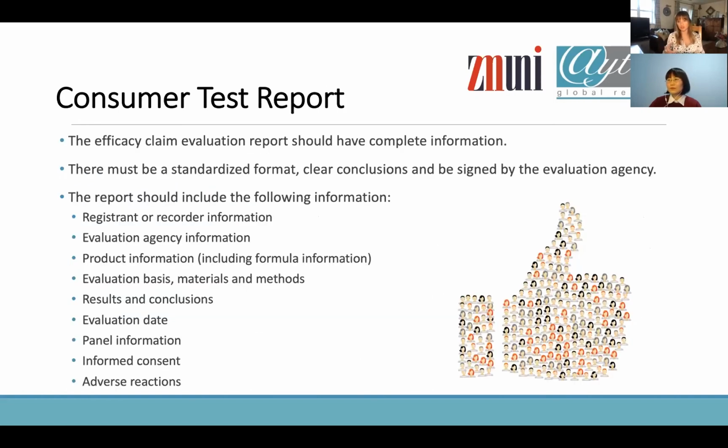What do we need on the test report? This is the report that you would get at the end of the study. It needs to have all of the complete information in a standardized format with clear conclusions, signed by your evaluation agency, which is exactly what you get at the end of the study from us. It's a PDF report that has all of that on there. It needs to include all of this information, which I'm not going to break down for you. We'll leave it on the slide and you can take a look in your own time. But again, this is all standardized for us. It's something that exists in all of our reporting.